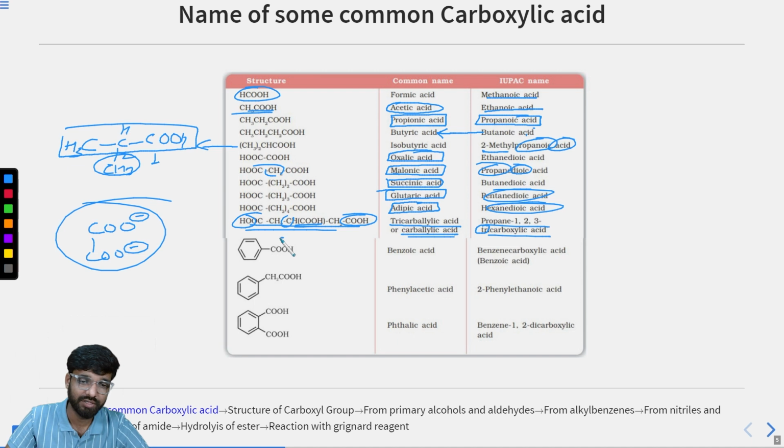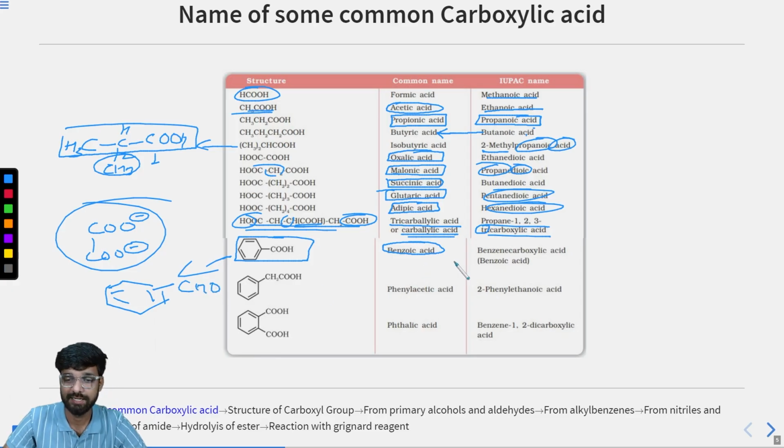After that we call this one benzoic acid. Likewise we call this aldehyde. So suppose it was, if it were aldehyde, then what would we call it? If it would have been aldehyde, CHO, then we would call it benzaldehyde. Okay. Or if you look at the IUPAC name, then it is benzene carboxylic acid. Now this benzoic acid is also considered as the IUPAC name only.